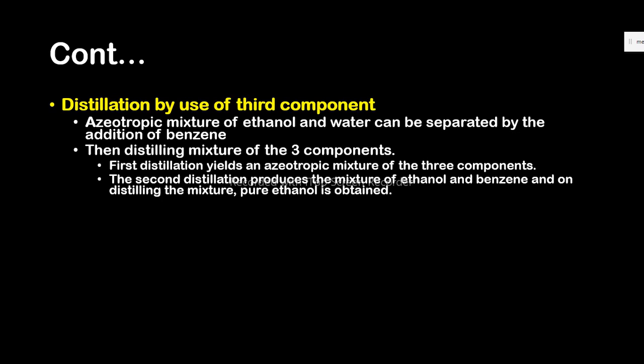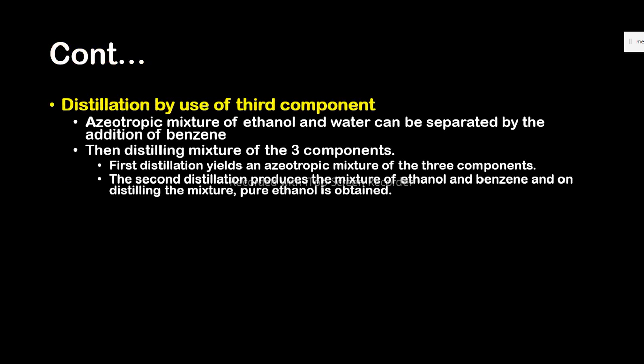Then we can use distillation using a third component. Okay? Now here we get an azeotropic mixture, maybe of ethanol and water, and then we add there another volatile component. This time around we use a more volatile one, in fact. Now, if you add there a volatile component that is insoluble in water and you heat, it will cause this mixture to vaporize at low temperature.